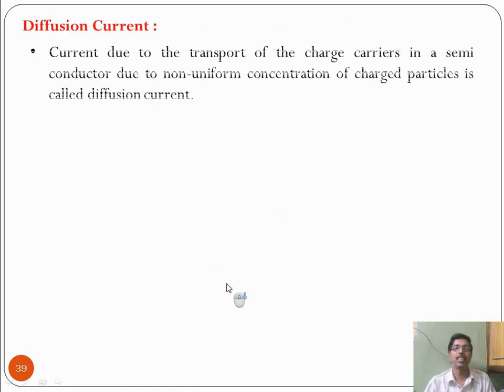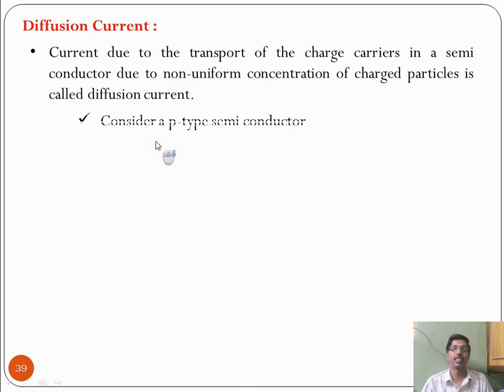This is the conductivity equation for n-type and p-type semiconductors. From this, we can write the definition of diffusion current and its expression. The current due to the transport of charge carriers in a semiconductor due to a non-uniform concentration of the charged particles is called diffusion current. Already we have discussed the drift current. Here it is a diffusion current: the transportation due to a non-uniform concentration of charged particles is called diffusion current.